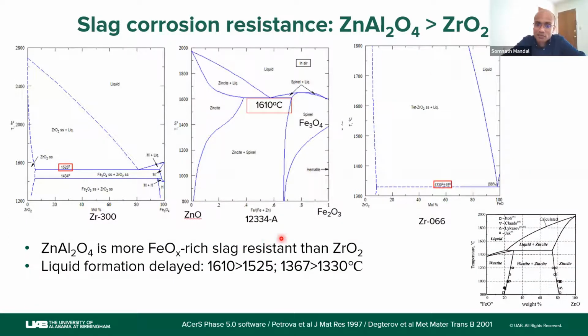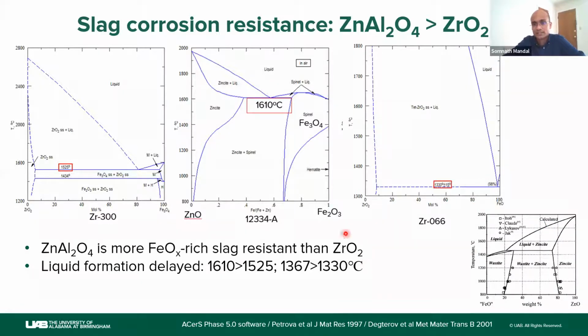So this is a comparison between zinc oxide and zirconium oxide with iron oxide, which is a main slag component. Iron is very famous for being a very corrosive oxide of slag. So what you see here is that whenever you have zinc oxide, the melting temperature is higher, 1610 versus 1525. Again, there is no eutectic here, whereas there is a eutectic at 1330.